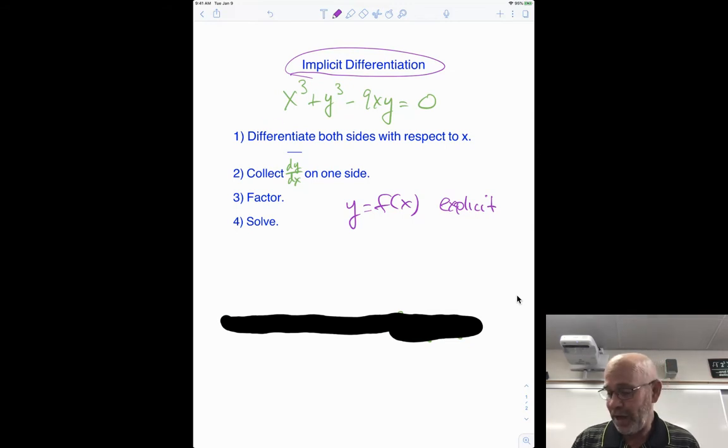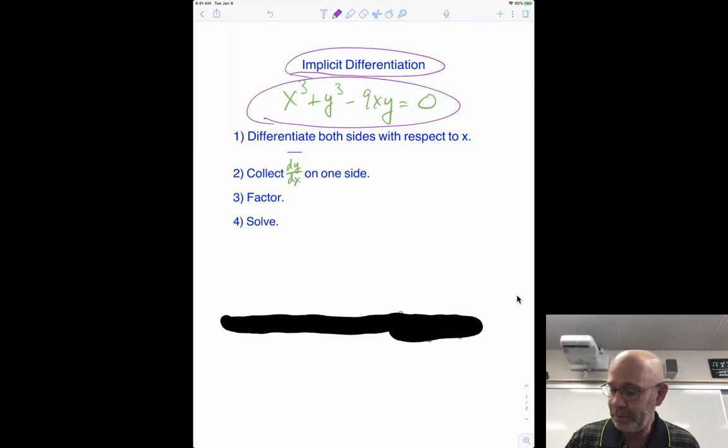If you notice the one I have up here in the green, y is not an explicit function of x. It's x cubed plus y cubed. You've got y's and x's together. Could you solve that for y? You could try, but it wouldn't be very much fun because of the y and the y cubed. So we're just going to go ahead and differentiate it the way it is.